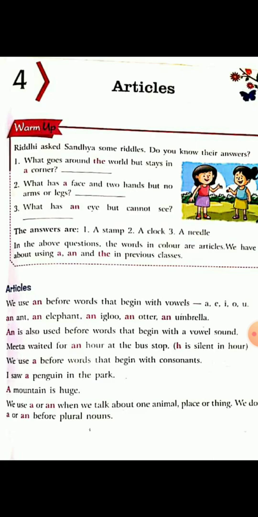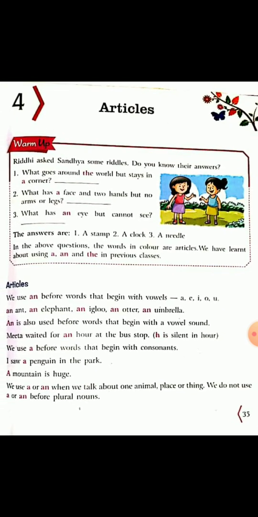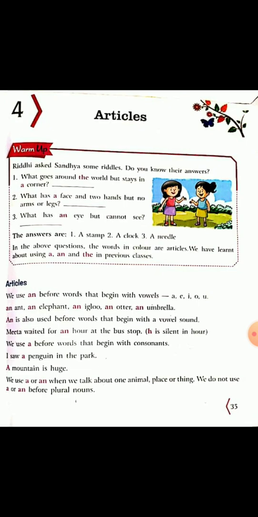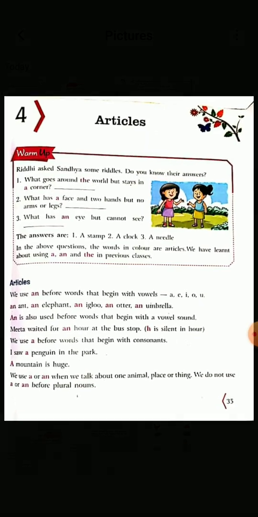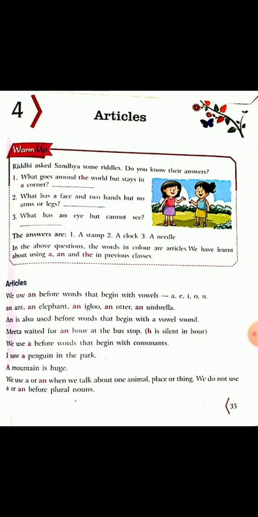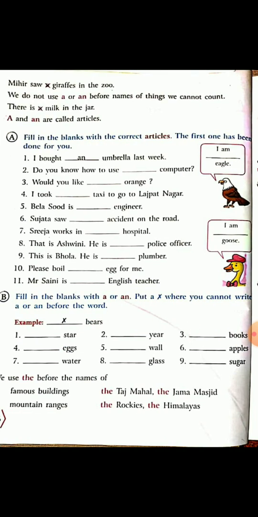We use a or an when we talk about one animal, place or thing. We do not use a or an before plural nouns. A is singular, a shows a singular thing. So we will use it with a singular noun, not with plural. Mihir saw giraffes. A cross is given before giraffes because giraffes is a plural word and we cannot use a or an before it. Giraffes means a lot of giraffes, so we cannot use a or an before this word.